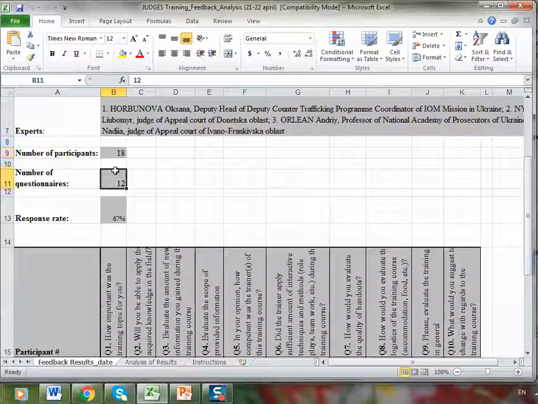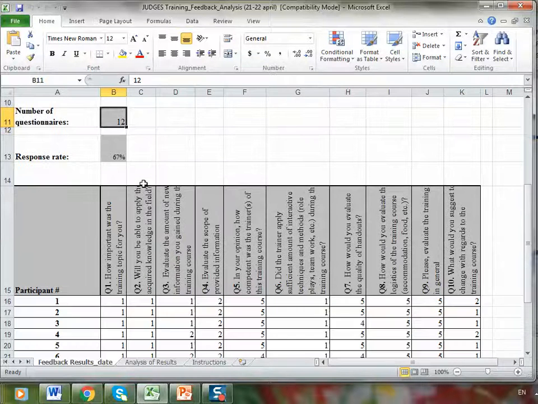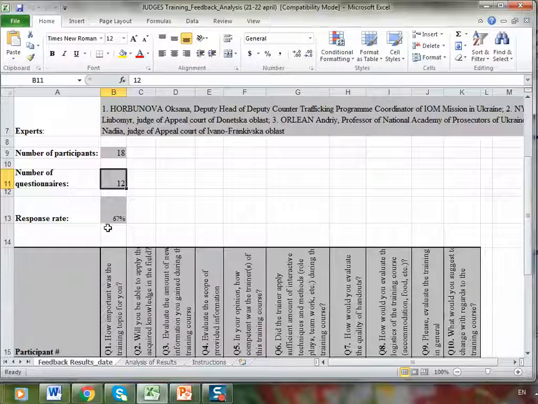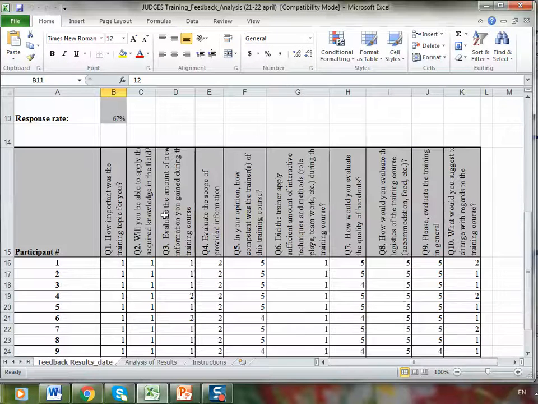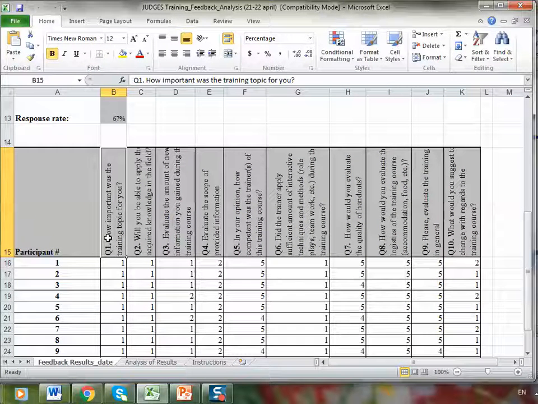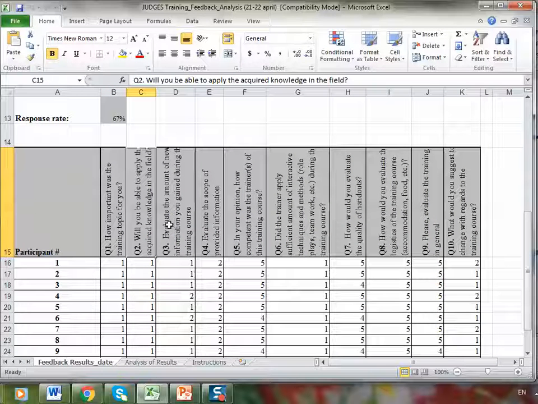Not everybody returns questionnaires, so there is a response rate. In this case, almost 70%, which is quite high. And here we enter coded answers of participants. You see, there are questions here. How important was the training topic for you? Will you be able to apply the acquired knowledge, etc.